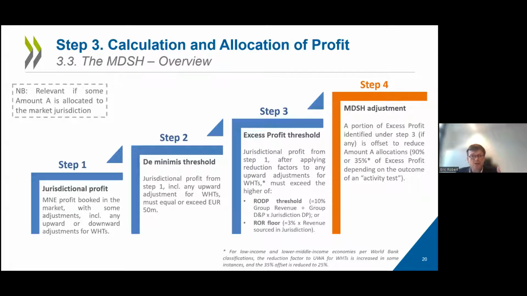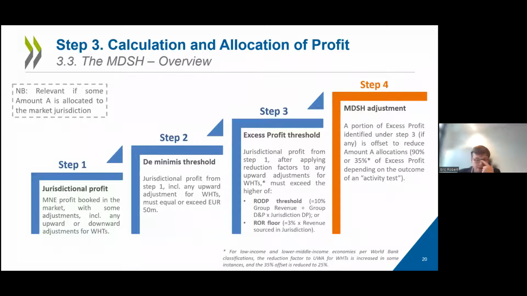We add to the mix, to the computation of the jurisdictional profit, potentially the withholding tax collected by the market jurisdiction, if those withholding taxes are collected on cross-border deductible payments. But I will come back in more detail to that later in the presentation. So under the first step, you have a jurisdictional measure of profit. You have an estimation of the profit that the market jurisdiction can potentially tax.